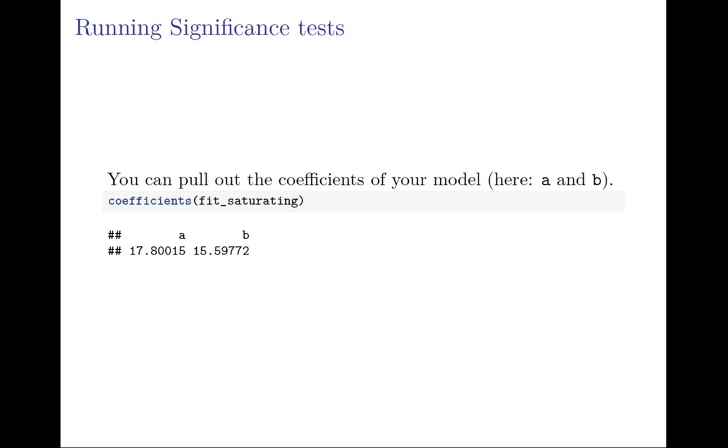And then if you want to run a significance test for all of this to find out if time is a good predictor of your colony size, you can pull out the coefficients of your model. So here you want to figure out what A and B actually turned out, like what the optimization turned up for A and B. And so you can do that by using this coefficients function for your model object. And so we have A is 17.8 and B is 15.6.